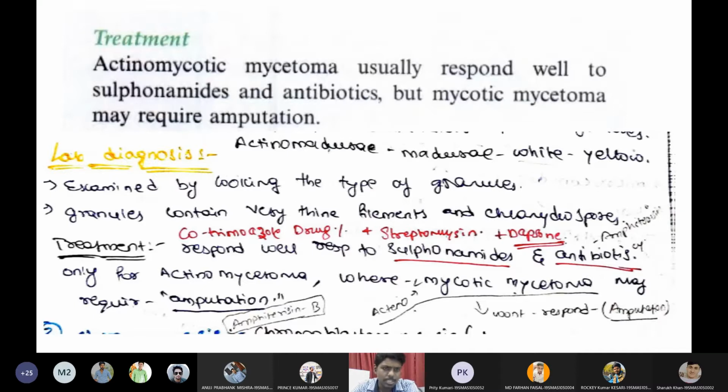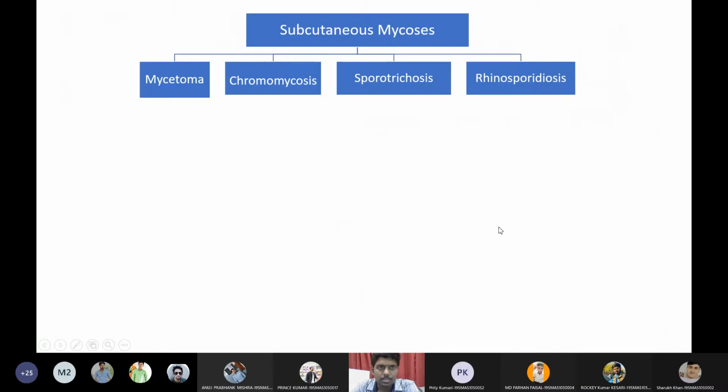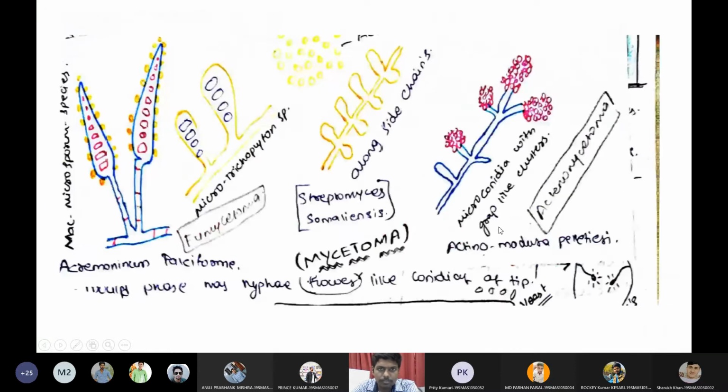Okay, now that is all about this. Examples of some antifungal agents include cotrimoxazole, streptomycin, or dapsone, which can be used as antimicrobial agents. Other than this, you can also use sulfonamides and antibiotics for treating this particular mycetoma infection. So this is all about mycetoma.